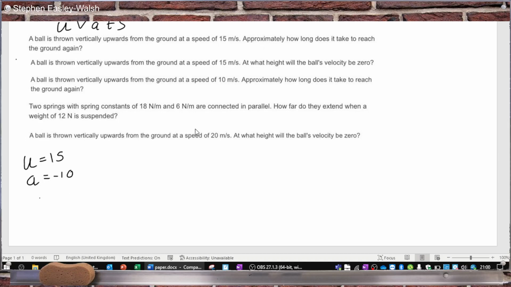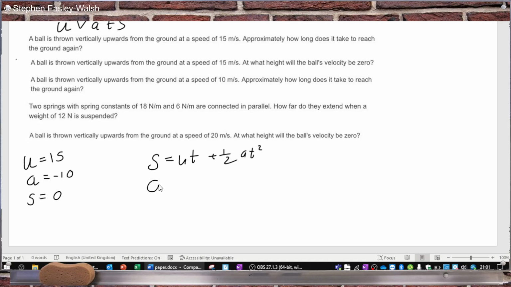Because of the word approximately here, it makes me think that we can use the minus 10 rather than the more precise value of minus 9.81. Really depends on the course. The T we don't know, and the S we do know. The S is the displacement, meaning how far away the ball is from where it started. And if it's on the ground again, then it's displaced to 0. And the formula we could use is S equals UT plus a half AT squared. Would that do it? We have S, we have U, we have A, and we want T.